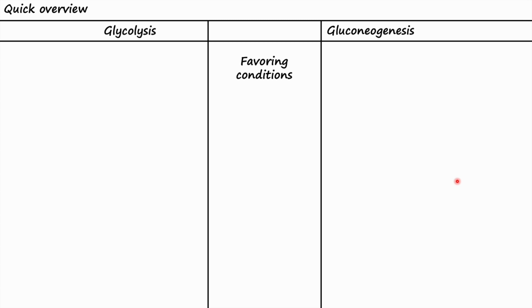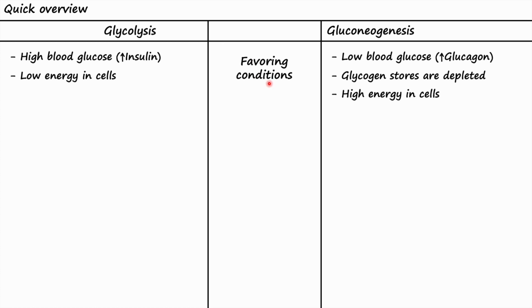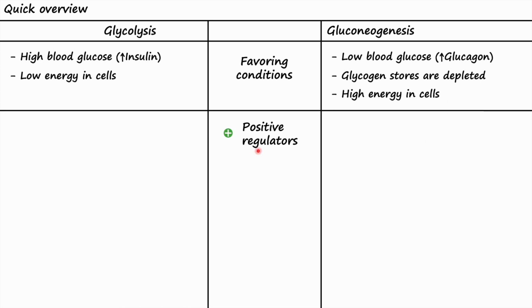So the favoring conditions for both glycolysis and gluconeogenesis. The glycolysis pathway is activated when blood glucose level is high, such as when the level of insulin goes up, and glycolysis is also activated when cells have low energy. In that case, glycolysis is activated to synthesize ATP. Now, the gluconeogenesis pathway is activated when there is low blood glucose, when glycogen stores are depleted, and when cells have too much energy.